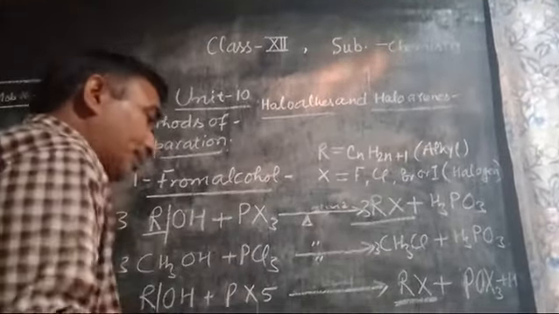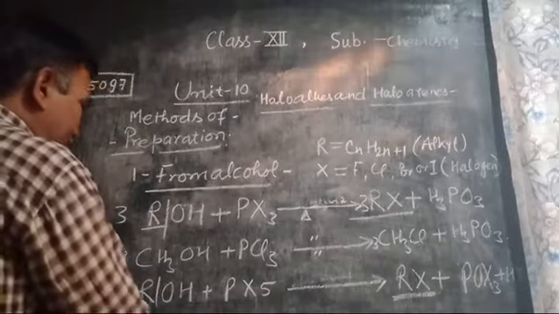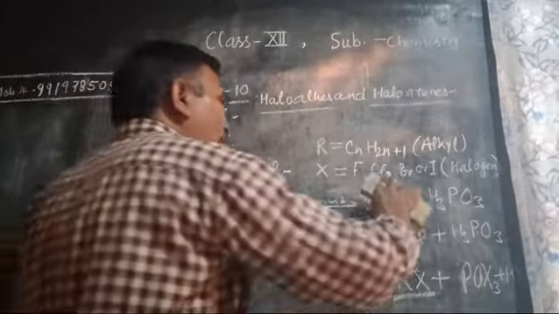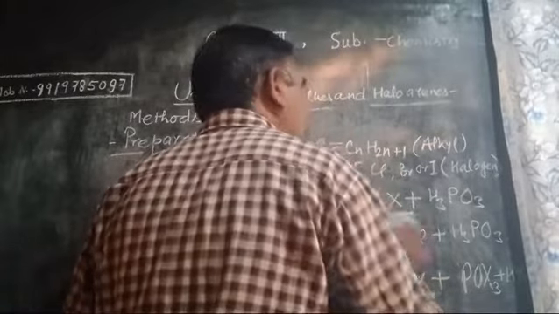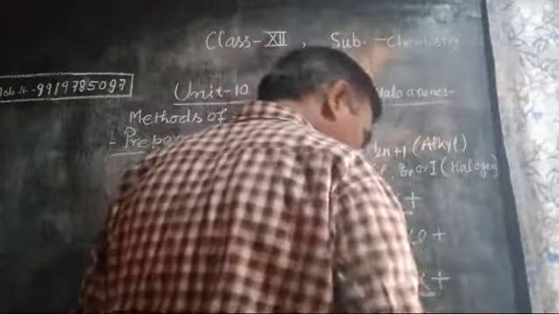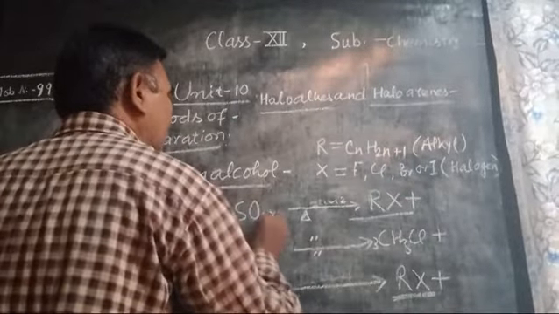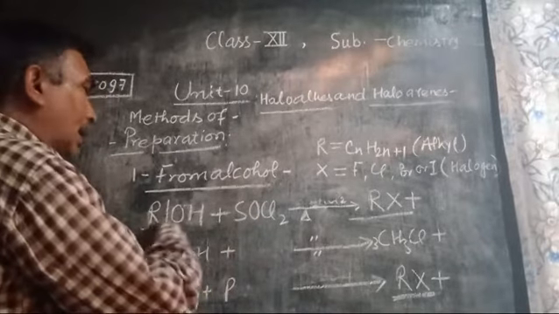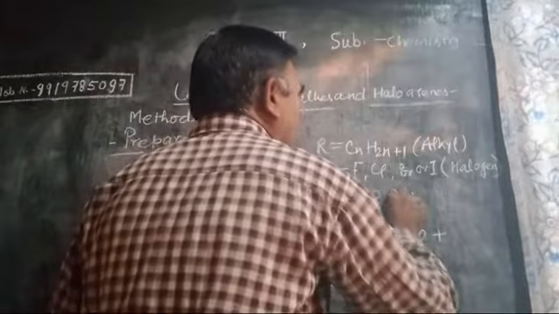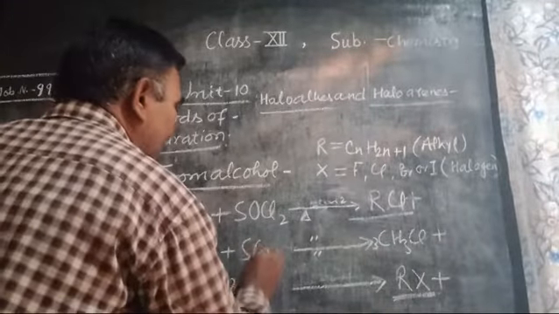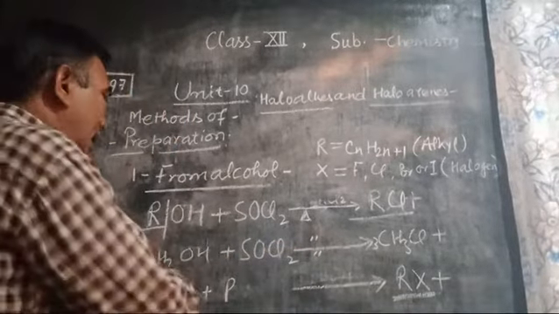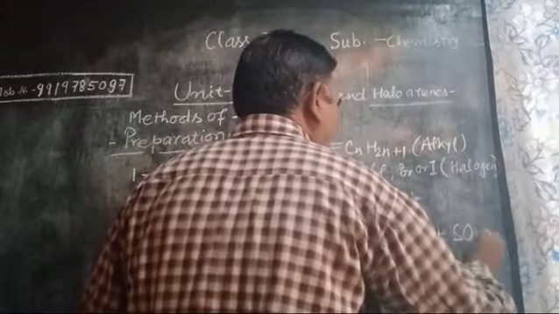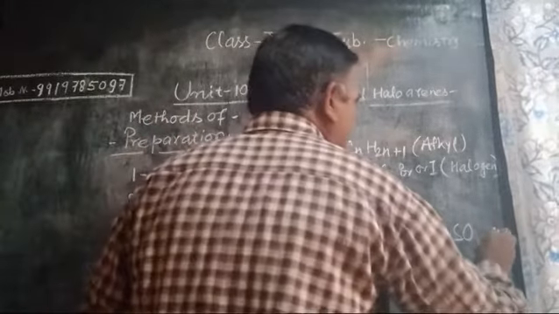Now, when SOCl2, thionyl chloride, is used as a reagent and treated with alcohol, the corresponding halides are obtained as given on the blackboard. In these reactions, SO2 and HCl are obtained as byproducts.